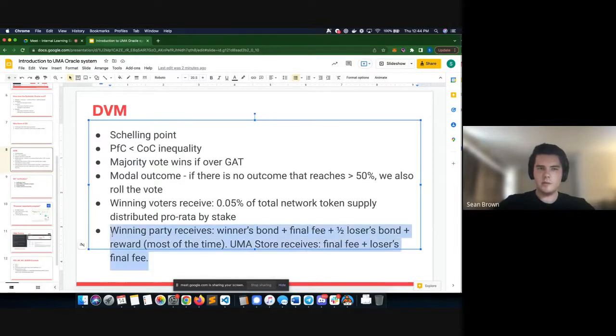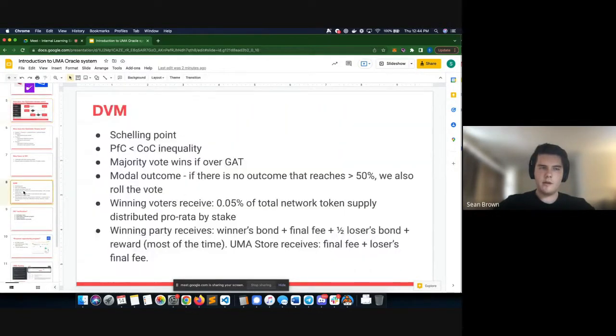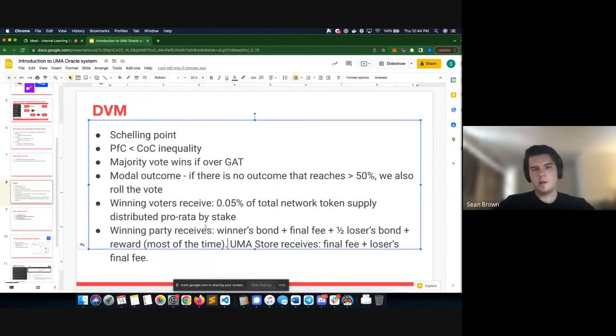Within the dispute, like we were talking about earlier, I only included this because this is something that comes up a lot in Discord, but basically there are 2 parties in the dispute, right? There's the original proposer and there's the disputer. Both of them have provided bonds and also something else called a final fee, which is basically a spam prevention mechanism.